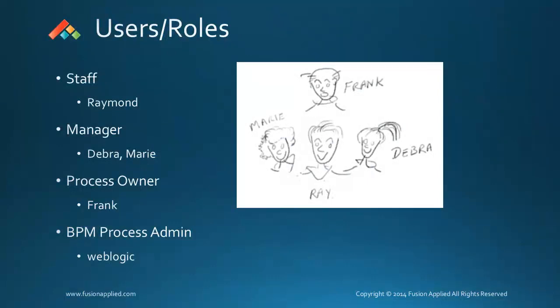Let's do a quick introduction to the team that's going to help us demonstrate some reassignment scenarios. I have Raymond. Raymond's going to be in the staff role and he's going to submit a vacation request. Marie and Deborah are Raymond's managers. Either of them can approve Raymond's vacation request. I have Frank. Frank is going to be process owner, and I'm using the default WebLogic user as the BPM process admin. Regarding the process owner and the BPM process admin, don't worry about these roles for now. I will cover those later on in the lesson.